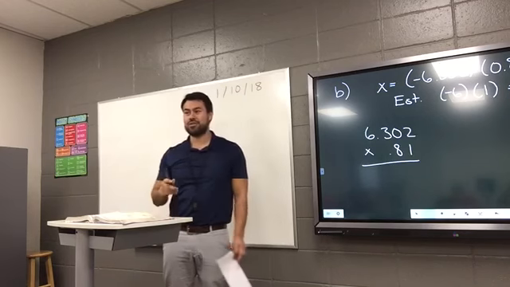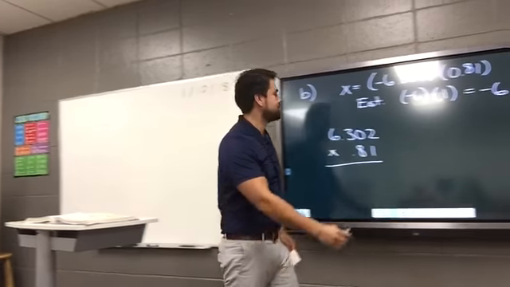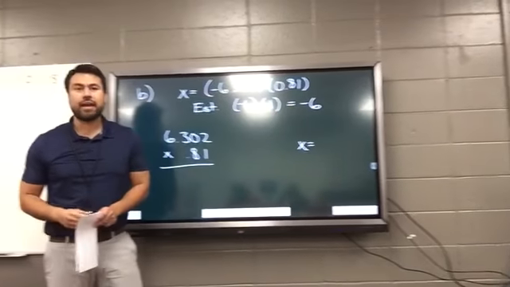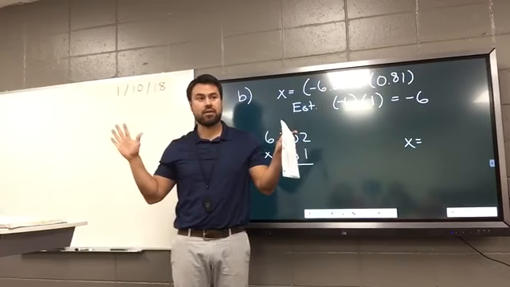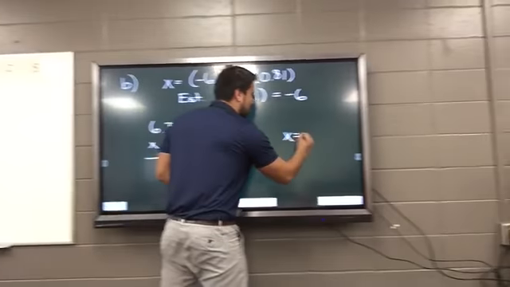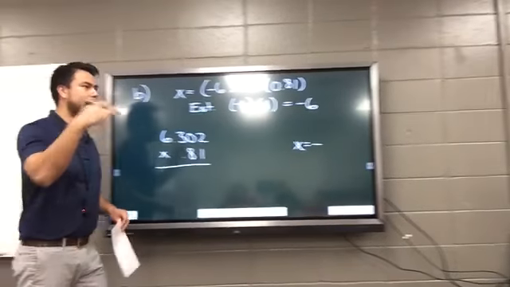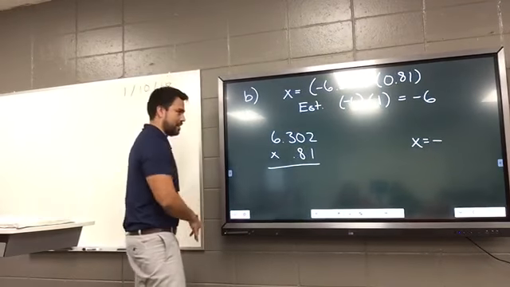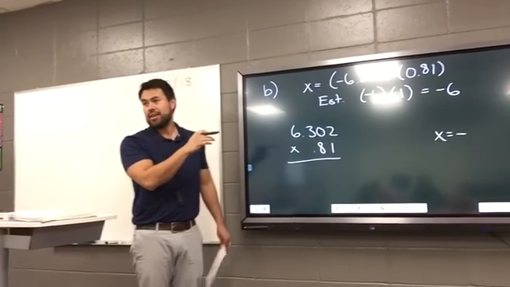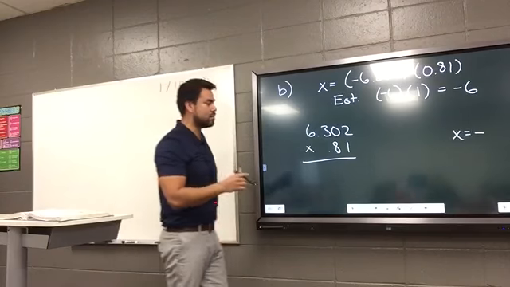Anyone know? Chelsea, want to? What's the sign of my answer without even working it out? What's it going to be? What's a negative times a positive? So I'm done dealing with that negative. It's going to be x equals negative something. So I'm going to work it out. Did the decimal points align? No, they didn't have to, so I'm not worried about that.